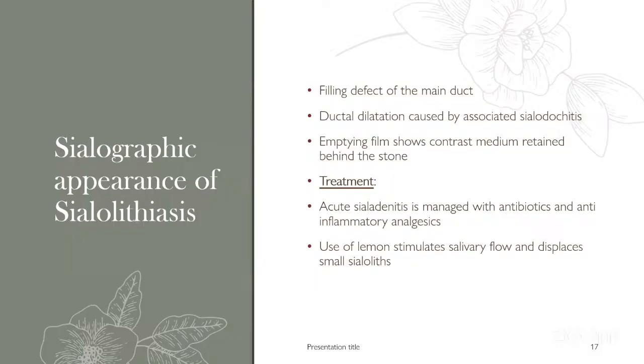Sialadenitis due to sialolithiasis can be managed with antibiotics and anti-inflammatory analgesics, and use of lemon and sour substances can stimulate the salivary flow and can help in the removal of very small sialoliths. And sialoliths that are close to the ductal orifice can be manipulated, and by using salivary stimulants, they can be removed and manipulated out. And larger sialoliths will have to be surgically excised.